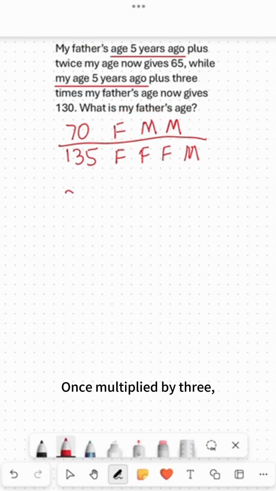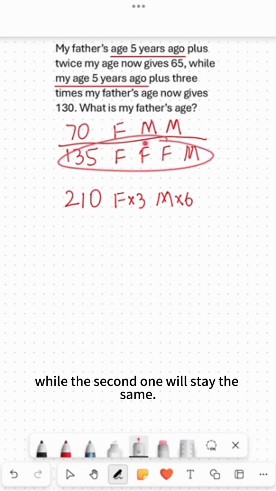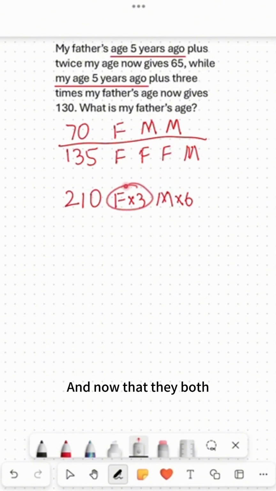Once multiplied by 3, the 70 will become 210. There will be 3 F's and there will be 6 M's, while the second one will stay the same. And now that they both have 3 fathers in them, we can now subtract these two.